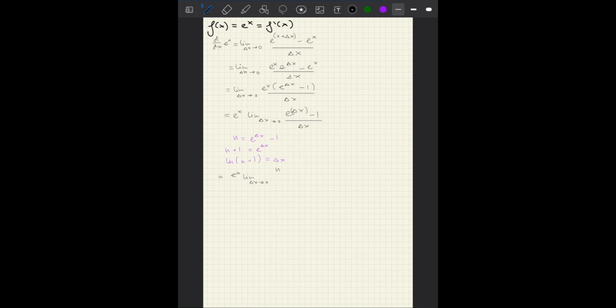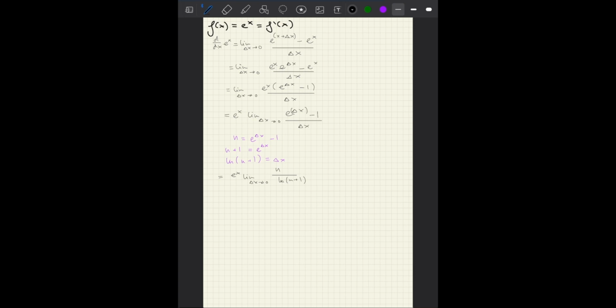N is e to the power of delta x minus 1, over, and we need a delta x, so over natural log of n plus 1, right? Makes sense? But now we have a delta x in the bottom of the limit right here, but we don't have a delta x anywhere in the equation. So that doesn't really make sense. So we have to figure out what to put instead of the delta x.